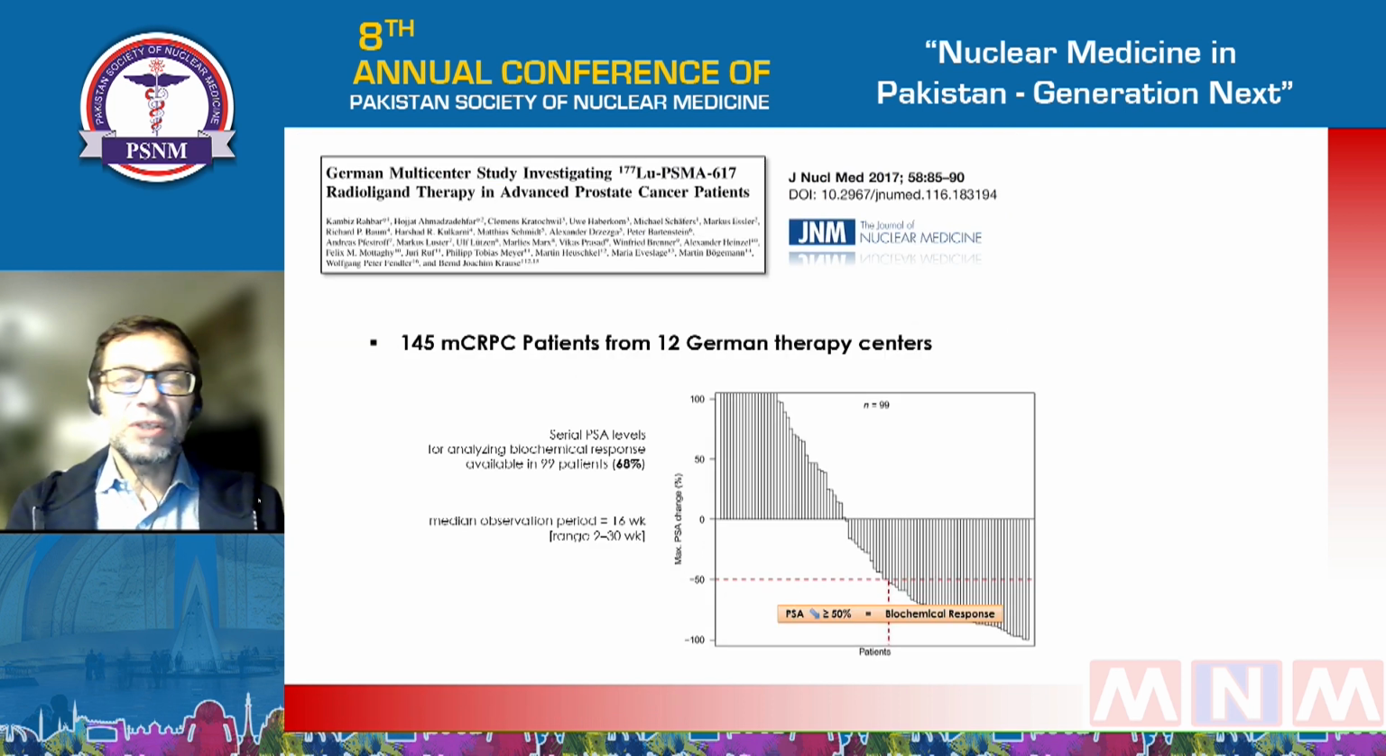This is the first multicentric trial that was run in Germany. You see in the waterfall plot that about half of the patients had more than a 50% decrease of the PSA, which is a good result, but that was a retrospective trial, so it's not a high-quality trial.